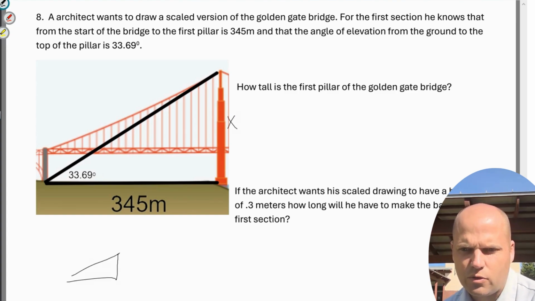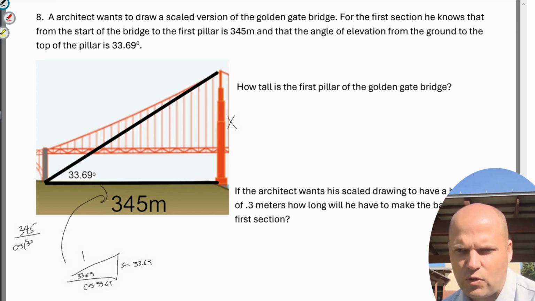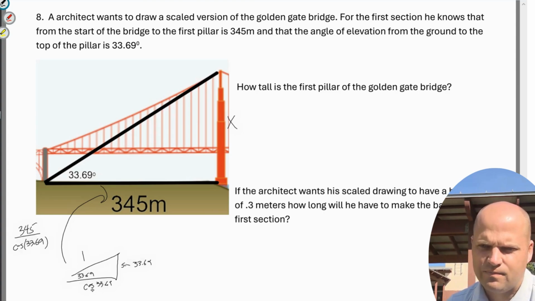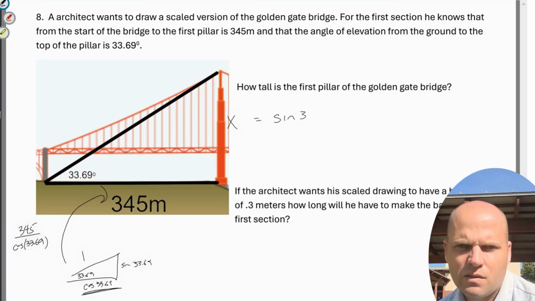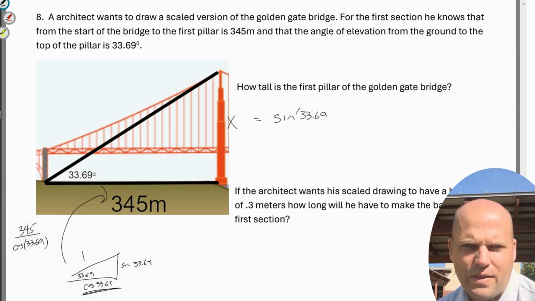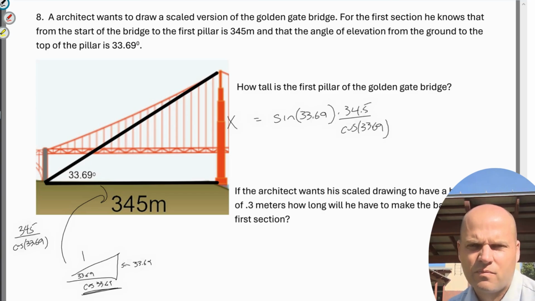You can either start with your small triangle, 33.69. This is the sine of 33.69. This is the cosine of 33.69. This is 1. You would be able to say 345 divided by the cosine of 33.69 is your scale factor. And you would take the sine of 33.69 and multiply that by the scale factor, 345 divided by the cosine of 33.69.